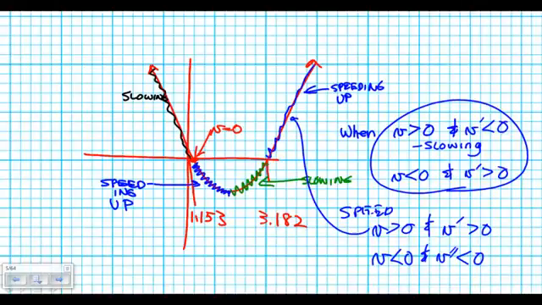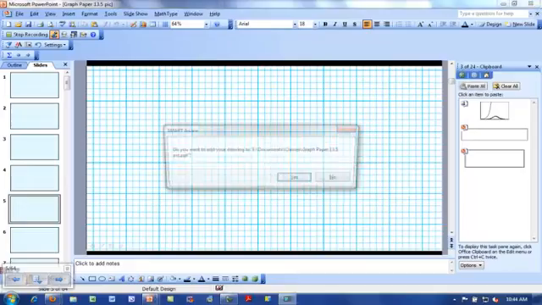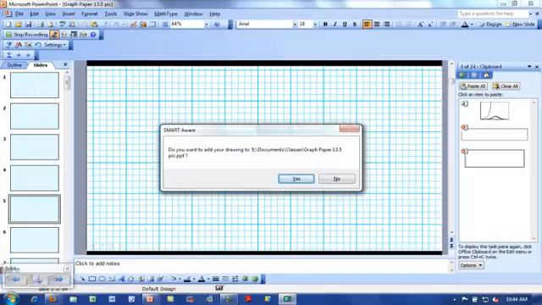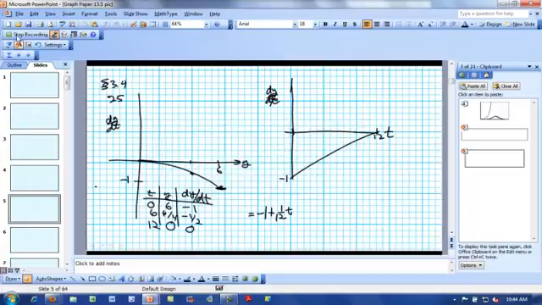All right. So that concludes my coverage of the 3-4. We did it. They're speeding up when acceleration and velocity are what? Yeah, I thought there was more than that.